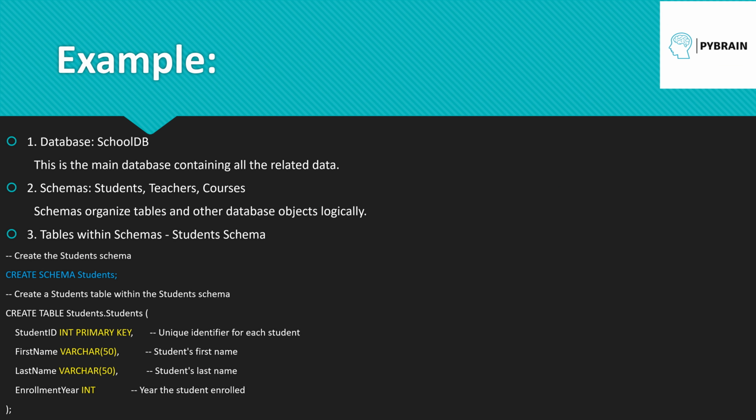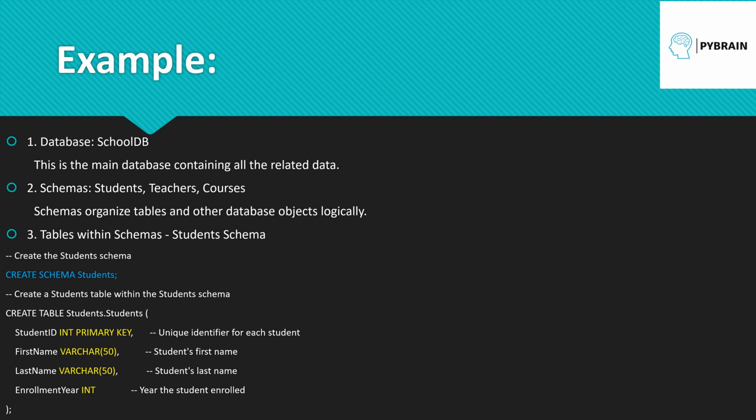Imagine we have a database called SchoolDB. This is the main database containing all the related data. Inside this database, we organize our data using schemas, like students, teachers, and courses. In the student schema, we have a students table. This table stores information like student ID, first name, last name, and enrollment year.